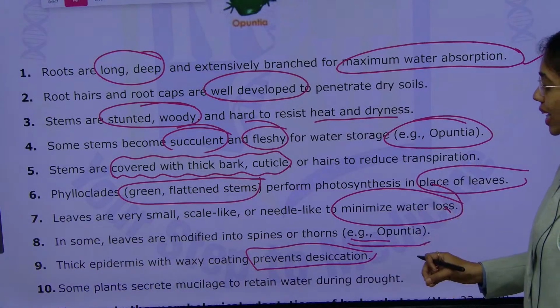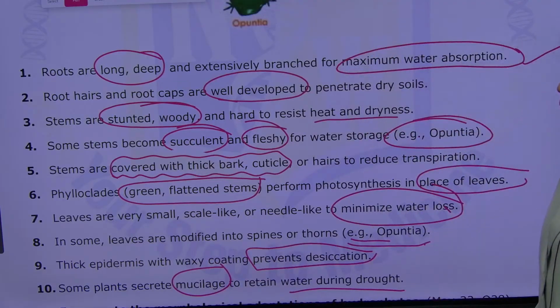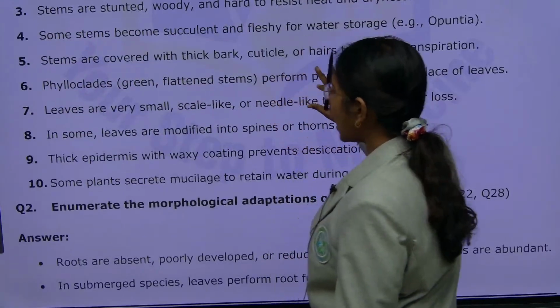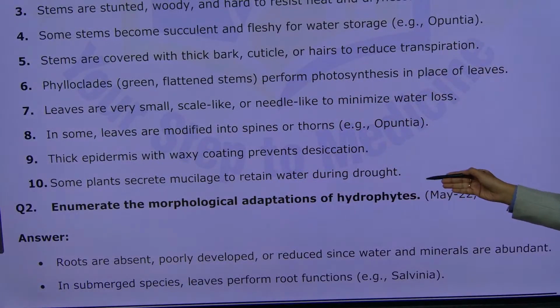Some plants will secrete mucilage. This will retain water during drought. Plants secrete mucilage, and they will retain water during drought conditions.